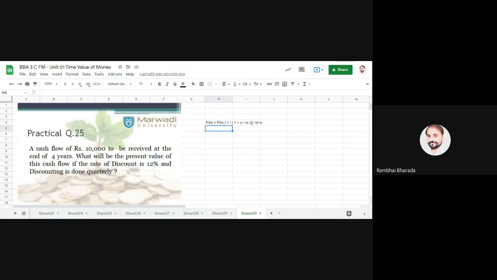Now try to put the values first. FVn, the future amount that we will get, times, in a bracket, 1 divided by, in a counter bracket, 1 plus R. R means the rate of interest, 0.12, divided by m. Here discounting is done quarterly. Quarterly means how many months?